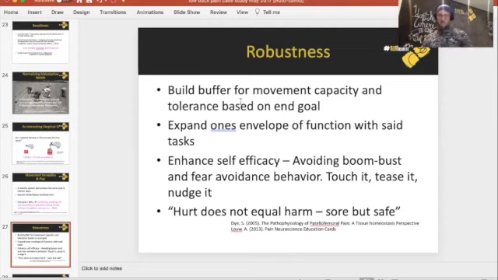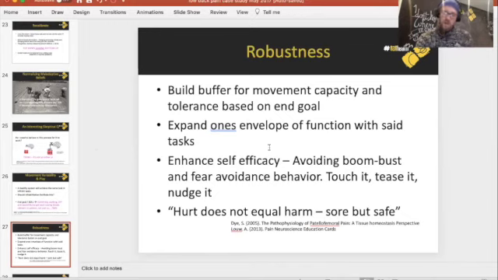Expand his envelope of function, build his ability to self-manage on his own, self-efficacy probably going to be the biggest driver of someone sticking with something, and help him avoid things like boom and bust and fear avoidance approaches, which is a challenge when you're working with someone in pain. We're saying exercise and movement is important, and how do you go about doing that when it hurts? Especially how do you go about doing it when it hurts and you're away from me?